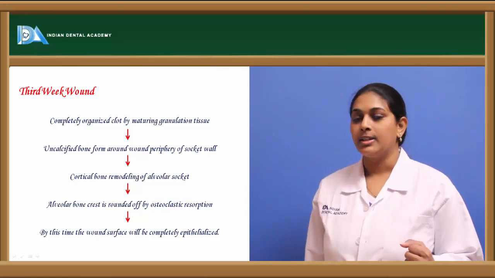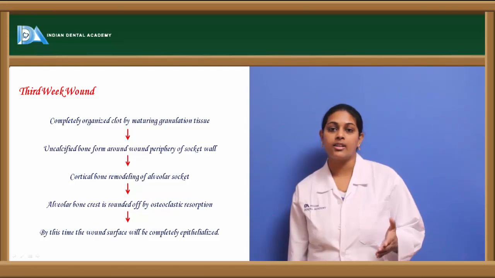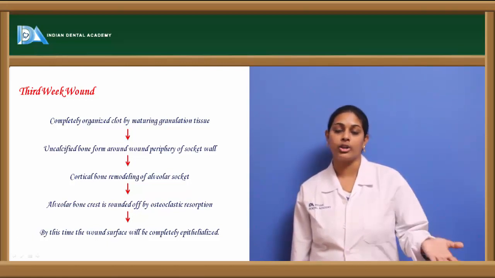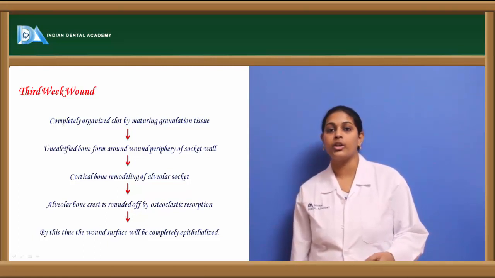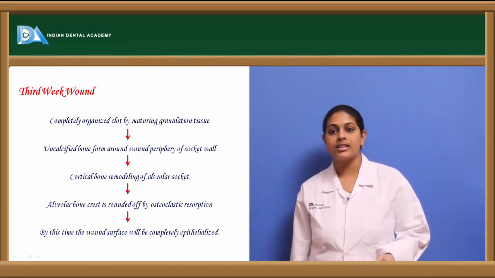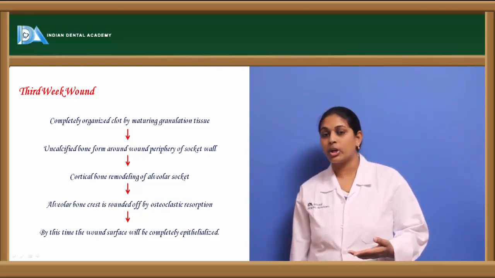Here we see the cortical bone, the bone we see in two layers: the cortical bone, the external part, as well as the trabecular bone, the inner part. The already formed cortical bone starts remodeling, that is, it matures and becomes calcified in structure. This is what we see in the third week of wound healing.